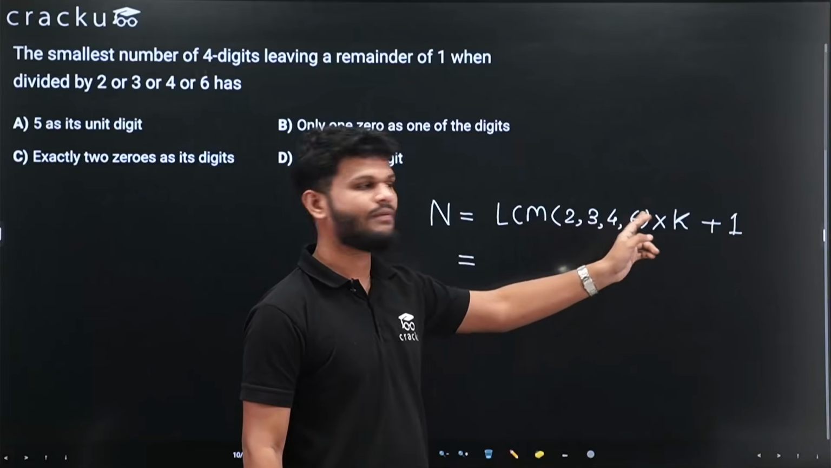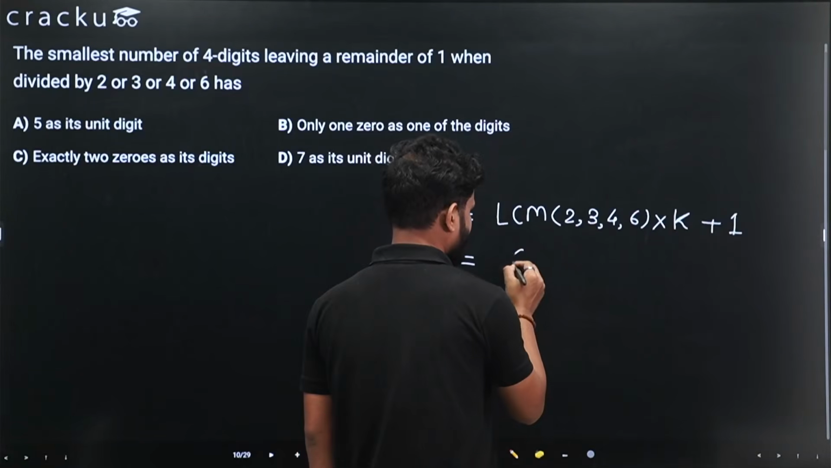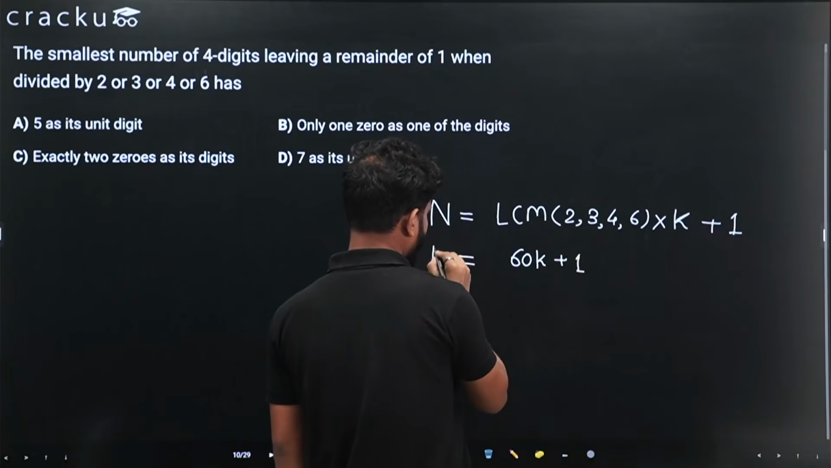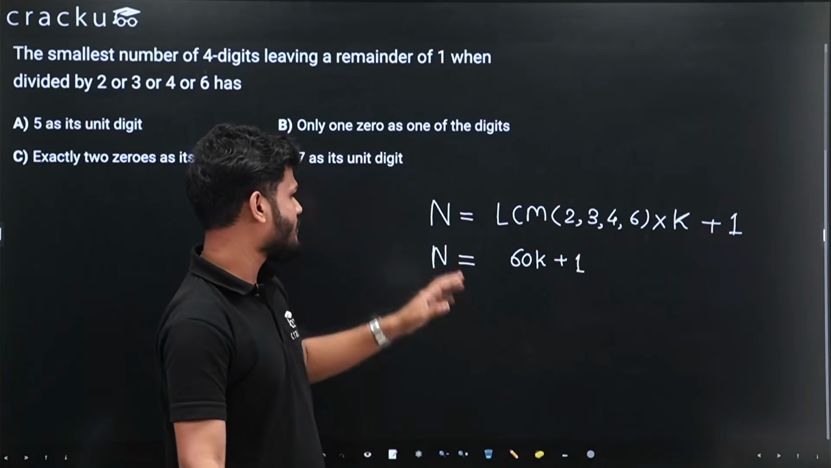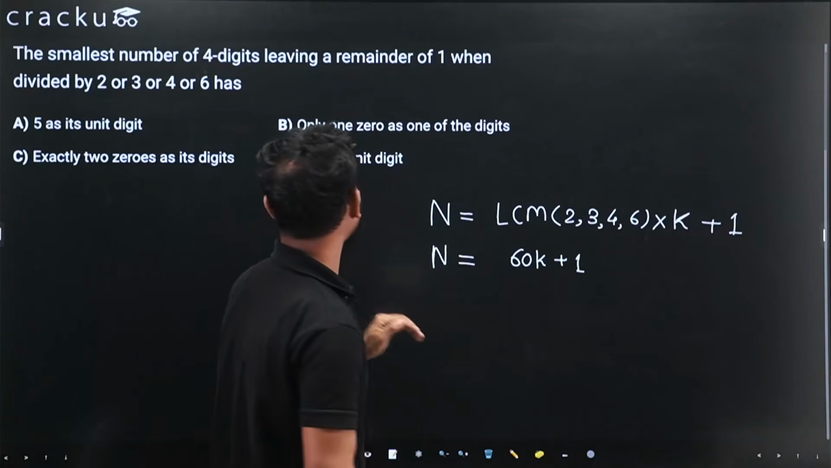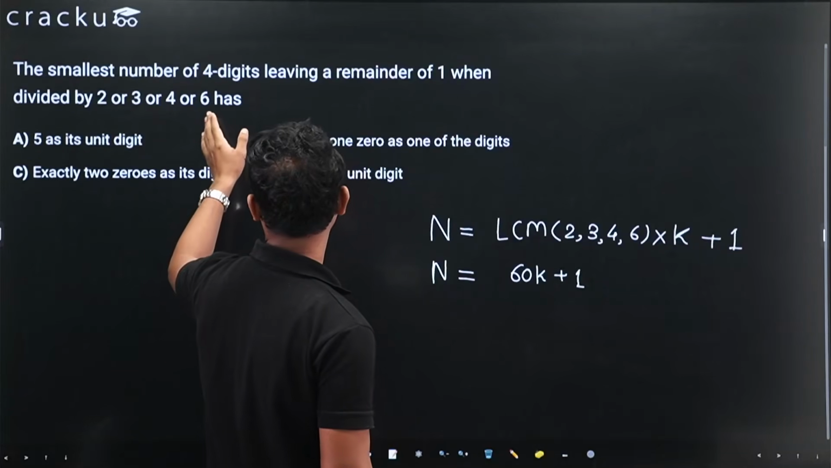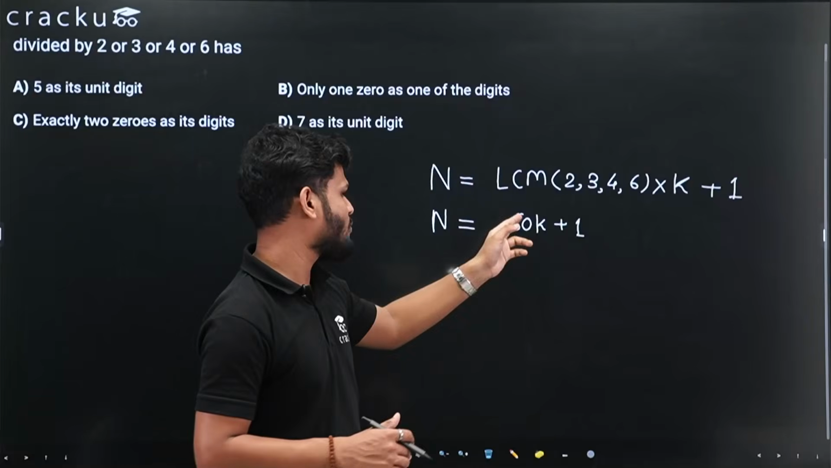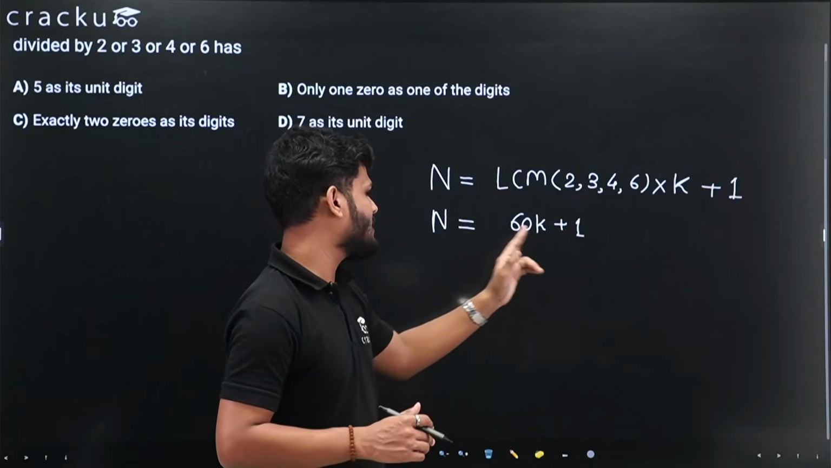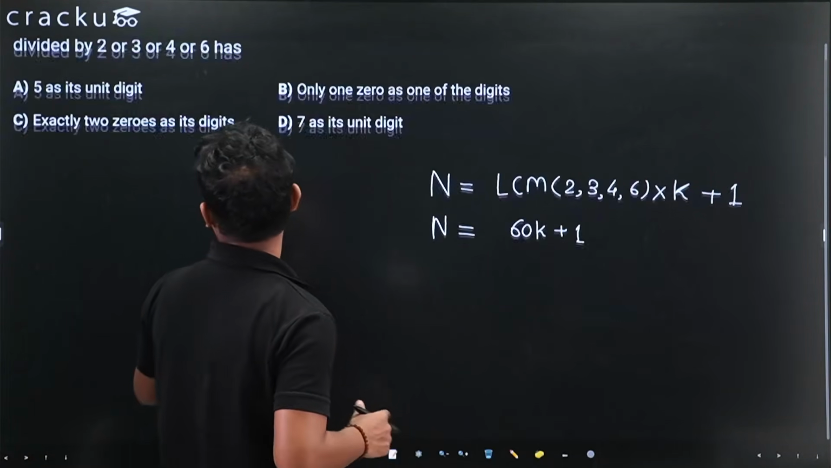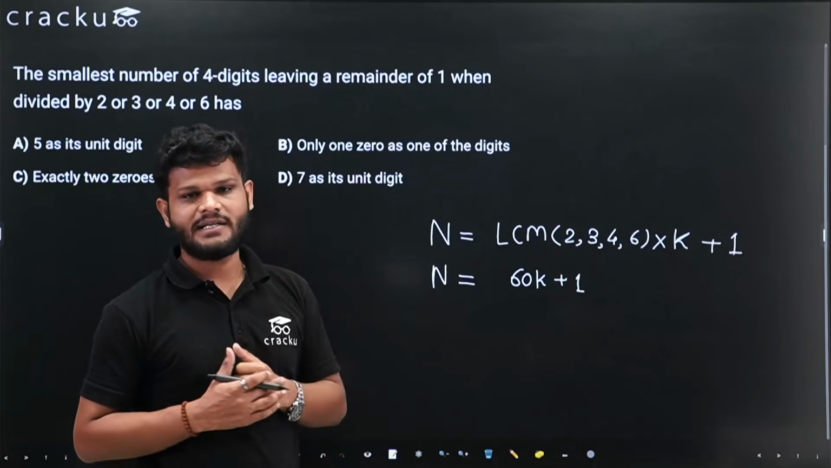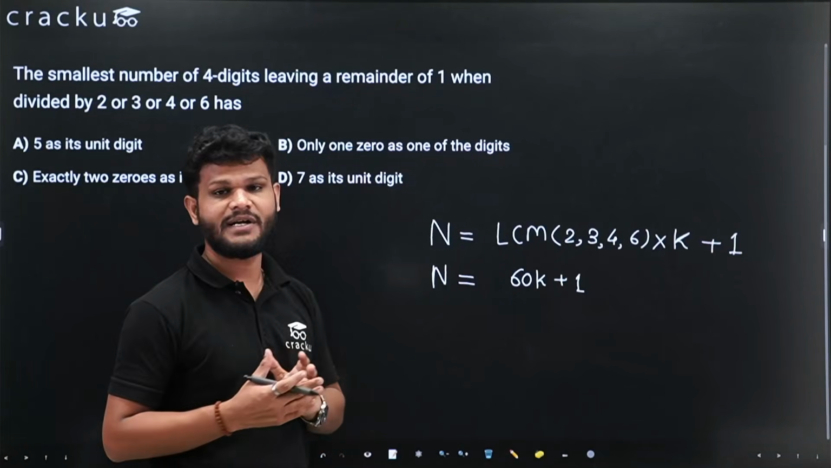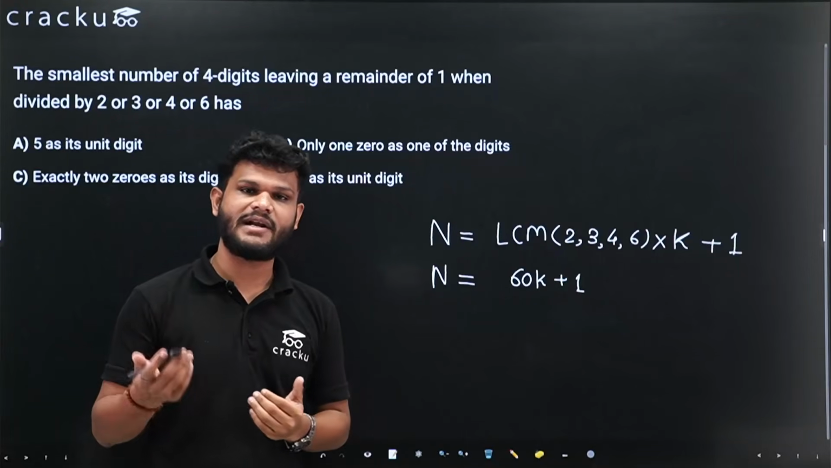LCM of 2, 3, 4, 6 is 60. So 60k plus 1 will be the format of a number which leaves a remainder 1 when divided by 2 or 3 or 4 or 6. You can put k equal to any integer. Let us say if you put k is equal to 0, n will be equal to 1. When 1 is divided by 2, remainder is 1. When 1 is divided by 3, it is 1. When 1 is divided by 4, remainder is 1. When 1 is divided by 6, remainder is still 1.